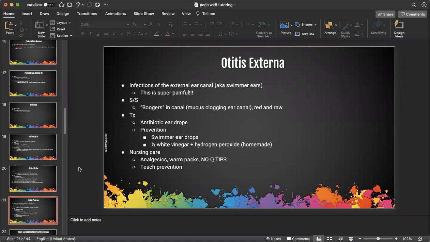Some signs and symptoms: they could have boogers in their ear canal. It's just a lot of mucus clogging the ear canal, and it'll be really red and raw. For the treatment, you want to give them antibiotic eardrops. And then for prevention, they can make their own homemade swimmer eardrops. It'll be a mix of half white vinegar and half hydrogen peroxide.